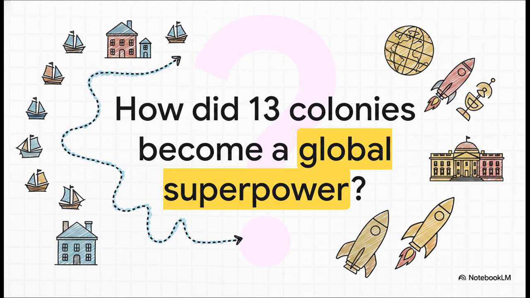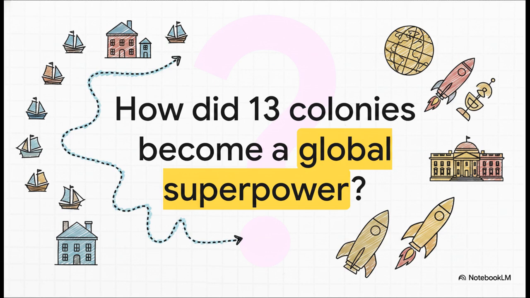Okay, let's just tackle this essential question right off the bat. How did 13 isolated colonies become a global superpower? I mean, think about it for a second. It's a pretty crazy leap, isn't it? Going from just a handful of isolated English settlements clustered on the eastern seaboard back in the 17th century to the absolute most powerful nation on Earth.